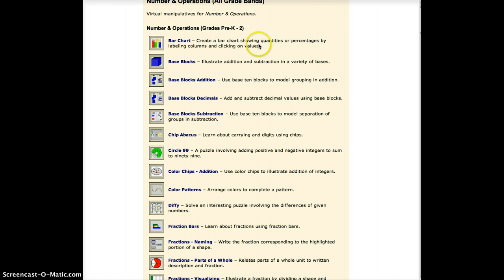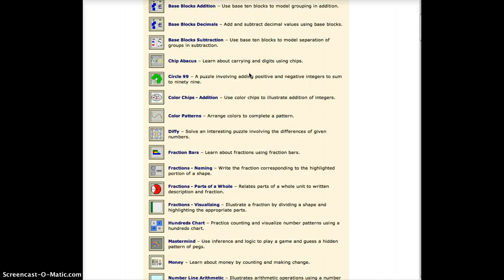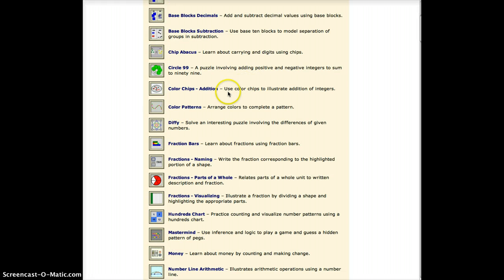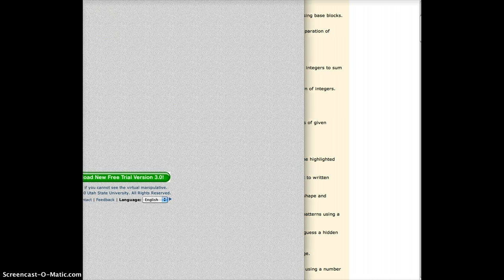So just looking through some of the manipulatives here, you can see that they're categorized based on grade level. So it makes it helpful to find whichever one you want to work with. The first one I'm going to show you is Color Chips Edition. Just going to click on this here.